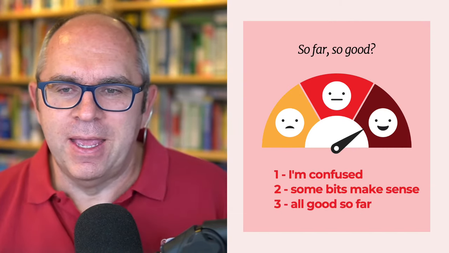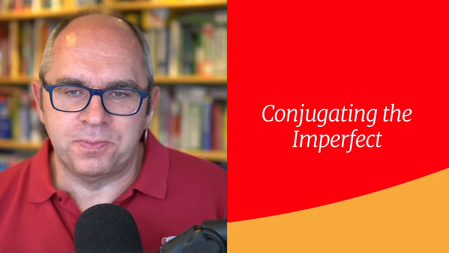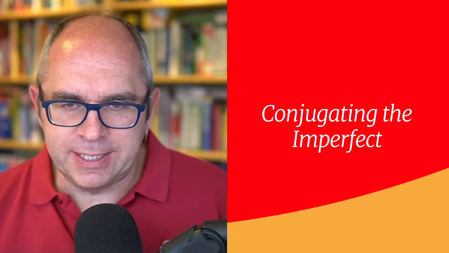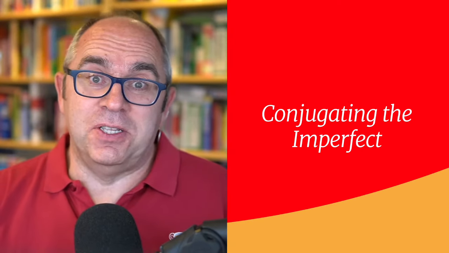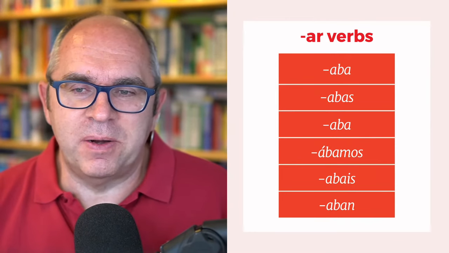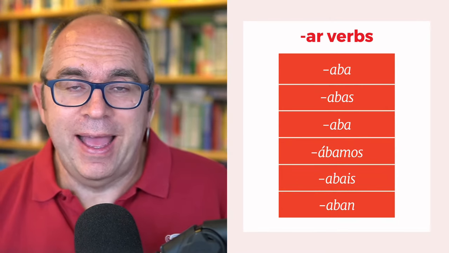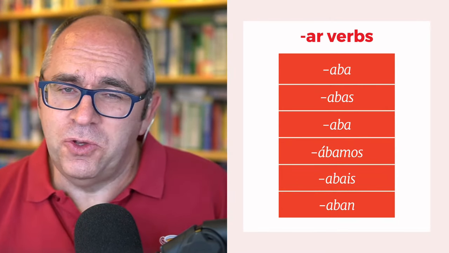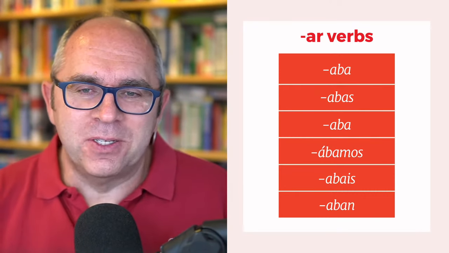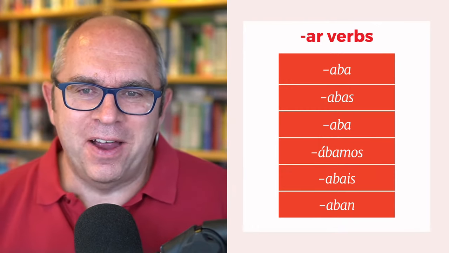Brilliant. Okay, let's move on, because now we need to think about how this all works in Spanish. And we're going to start by looking at how to conjugate the imperfect tense. So conjugating the imperfect is actually really quite straightforward. The first selection of verbs is for AR verbs, and this is where we have the endings aba, abas, aba, ábamos, abais, aban. Now, you may know that I'm a huge ABBA fan. I love the music of ABBA, the Swedish supergroup. So I particularly enjoy the imperfect endings of an AR verb.